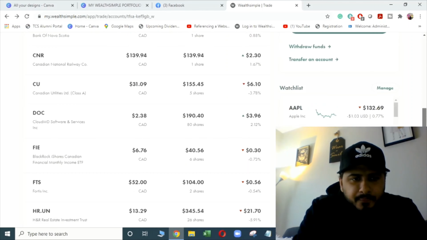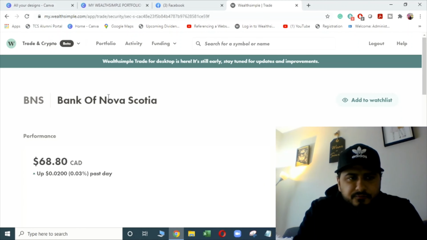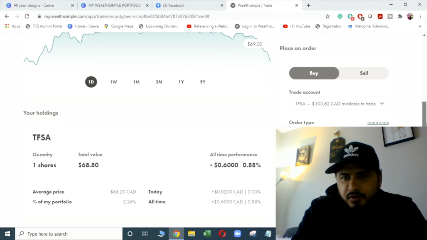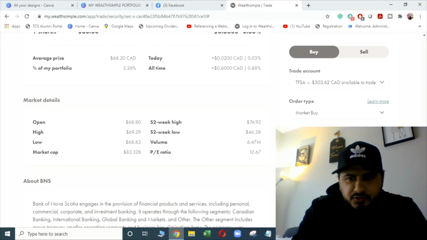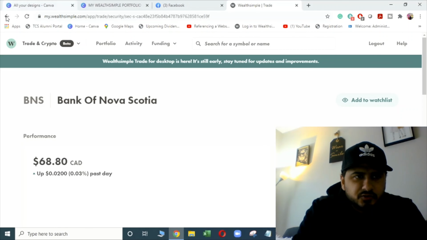Okay, so I have one share of Bank of Nova Scotia, and we are up by 60 cents, and this currently contributes 2.26% of my portfolio. And it is one of the good stocks in Canada, because the Canadian financial industry is very strong when it comes to banks and all.